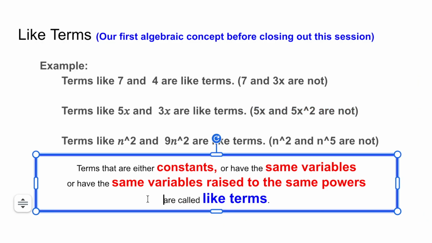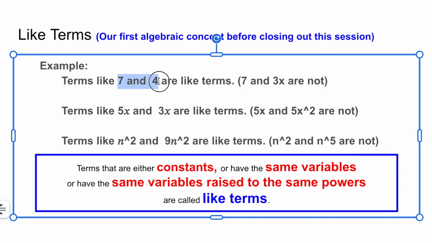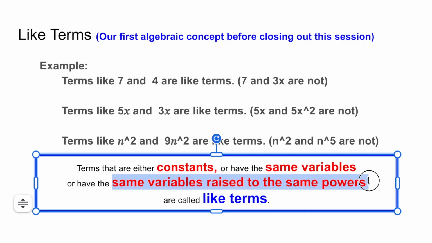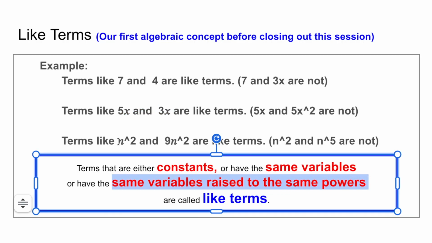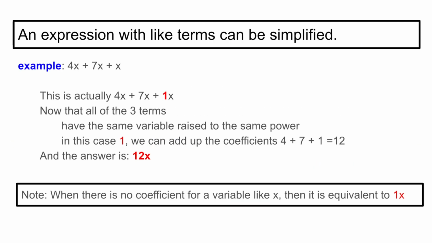Terms are either constants or have the same variables raised to the same powers are called like terms. See, terms that are either constants, 7 and 4, are like terms, or have the same variables are like terms, or have the same variables and raised to the same powers are like terms. Are you able to see this? This is a very important factor, and we will have to know this to do a lot of operations in algebra.